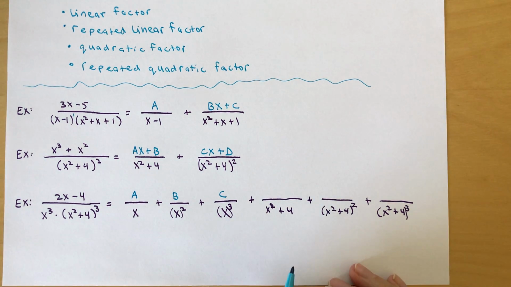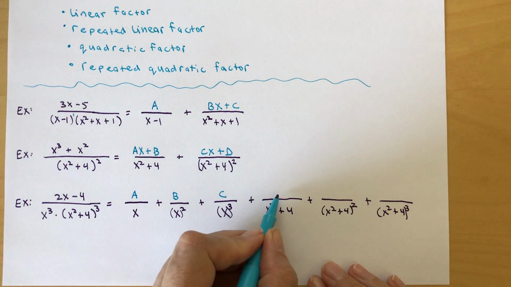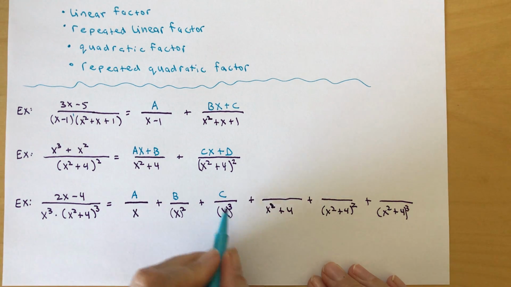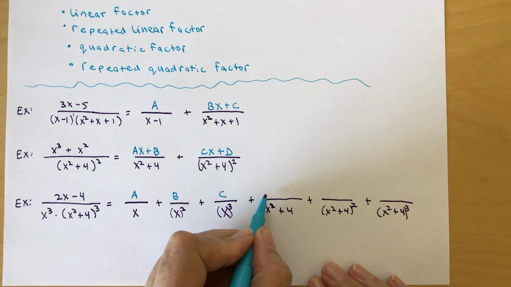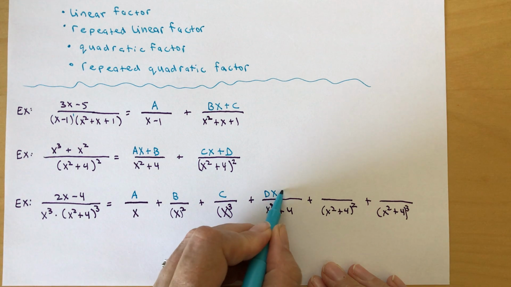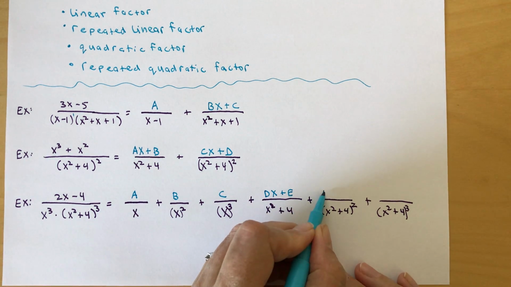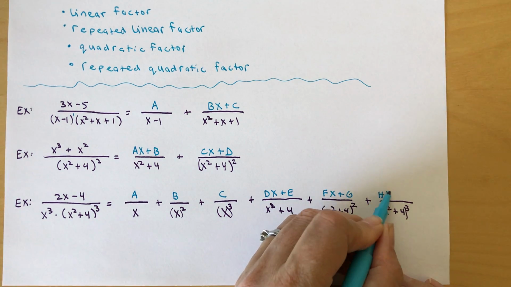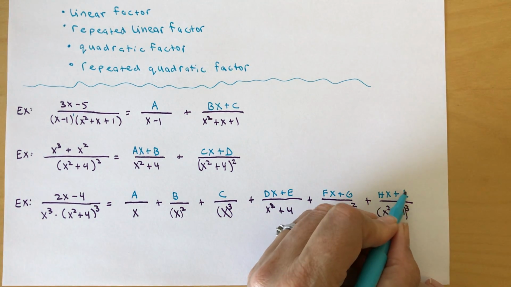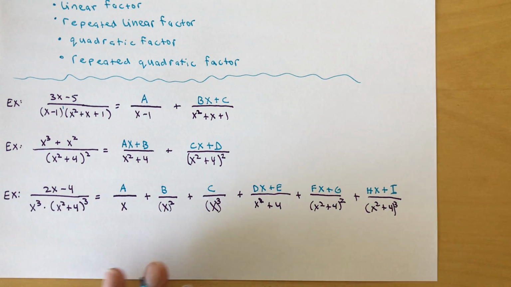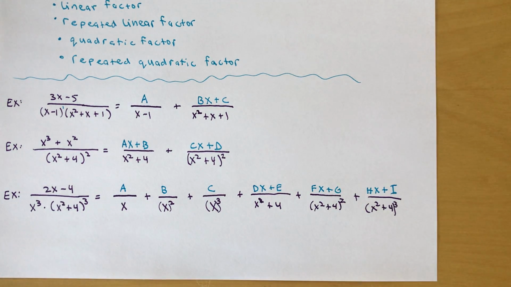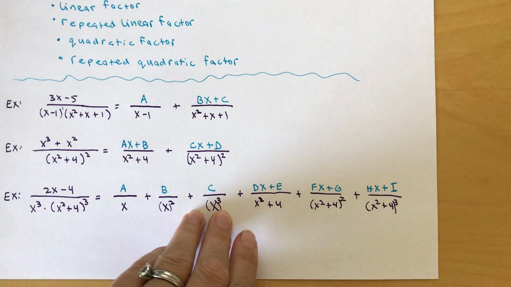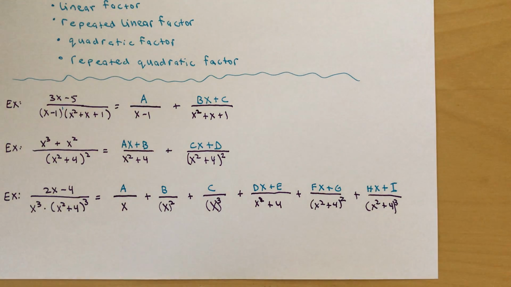Here, they're repeated quadratic factors, so this would need a linear something, x plus something. Since I've already used a, b, and c, I'll have to use dx plus e, and fx plus g, and hx plus i. And that would be a ridiculous situation to solve out by hand, and nobody would ever make you do one that tricky. But that gives you the structure of the type of problems here.